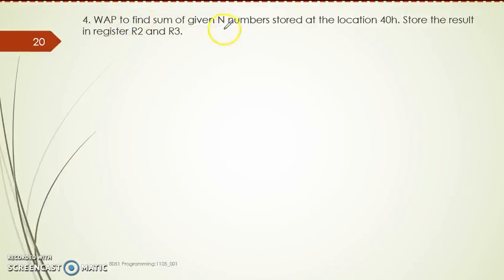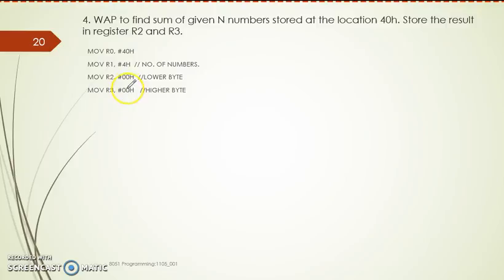Write a program to find the sum of given n numbers stored at the location 40H. Store the result in registers R2 and R3. So we will load the starting address to the register R0 and we will assume that there are 4 numbers and we will load the total number of numbers into register R1. We will clear R2 and R3 so that we can store the lower byte and the higher byte of the result. Clear the accumulator, clear the carry flag.